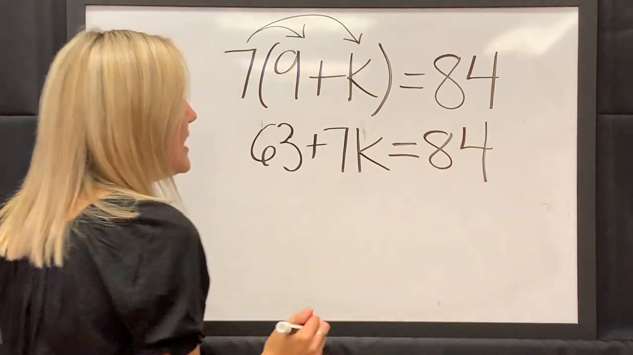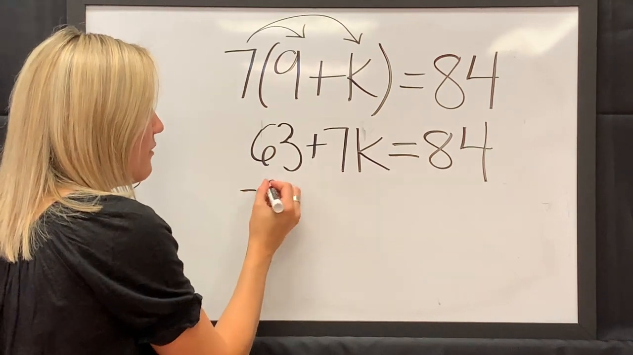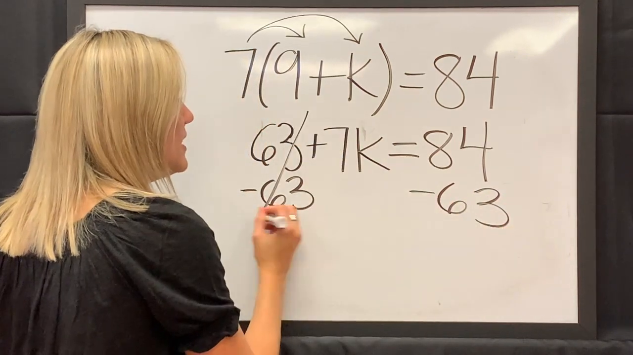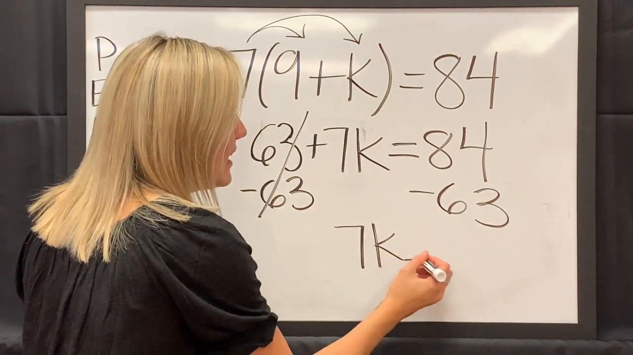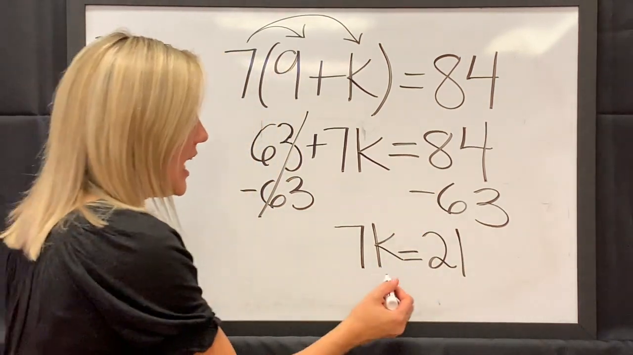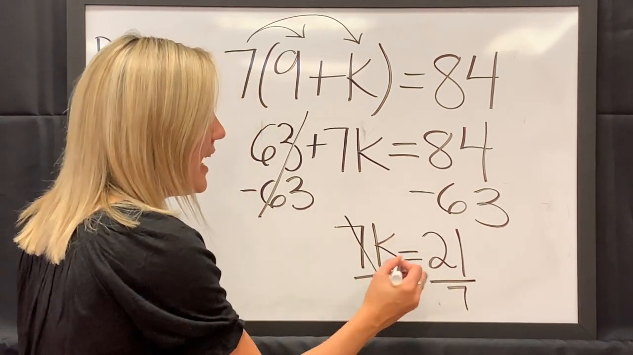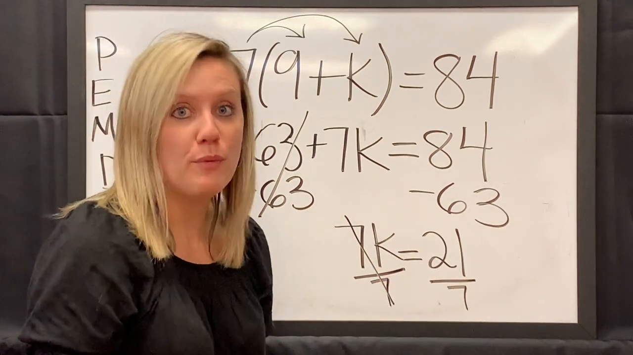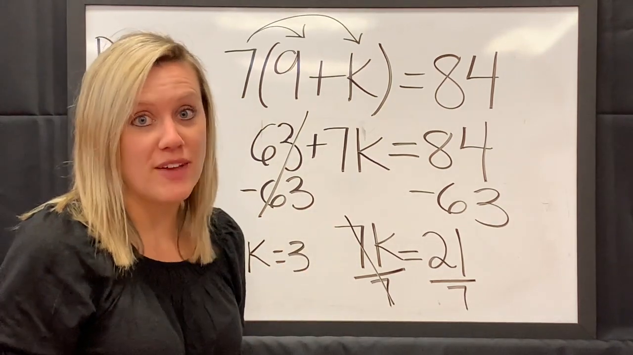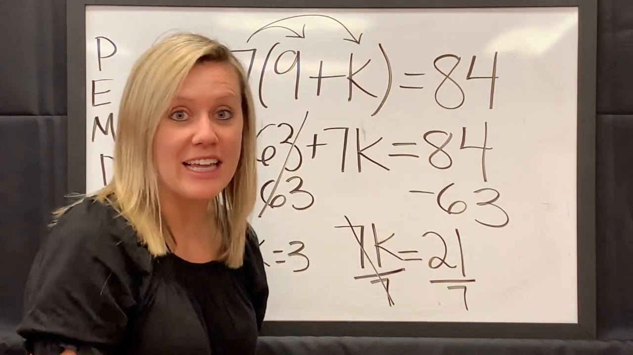All right. Now, this variable is right beside this 7, so I'm going to get rid of my 63 by subtracting, cancel, and I'm going to have 7k equals 21. I am almost done. I just need to divide by 7, and I would get k equals 3. 21 divided by 7 is 3. All right, so that is one way how to solve it. That is the distributive property, when we distribute a number to the terms inside the parentheses.